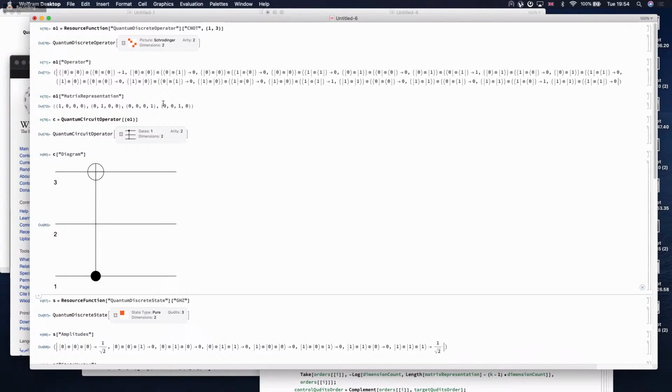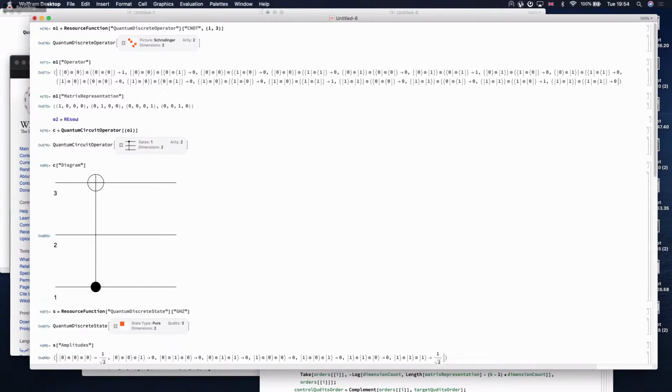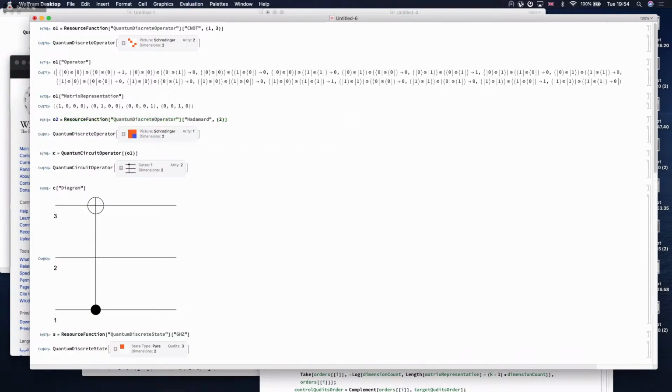Nice. So we were going to do the Clifford plus T example, right? We should probably have a couple of other gates. We've got a C0 gate. Let's have a Hadamard gate somewhere, like Hadamard on qubit 2 maybe.